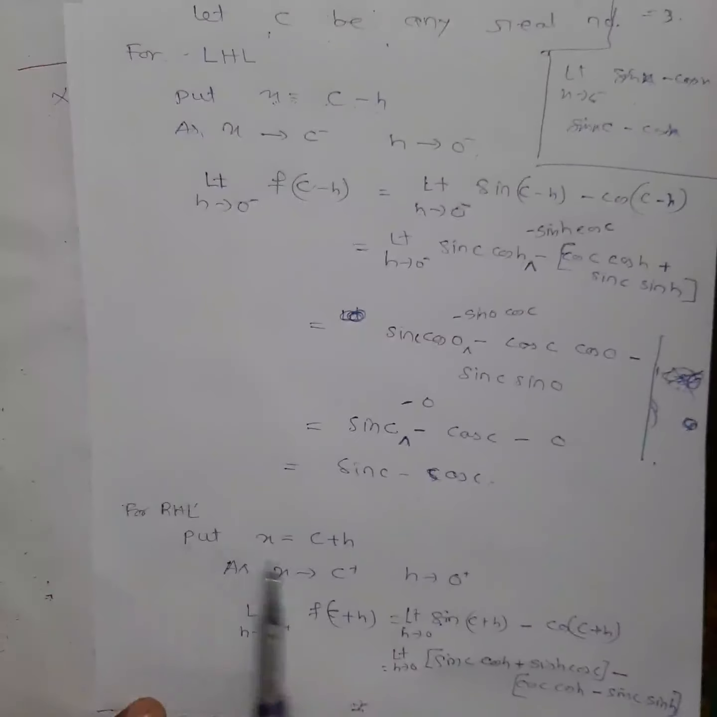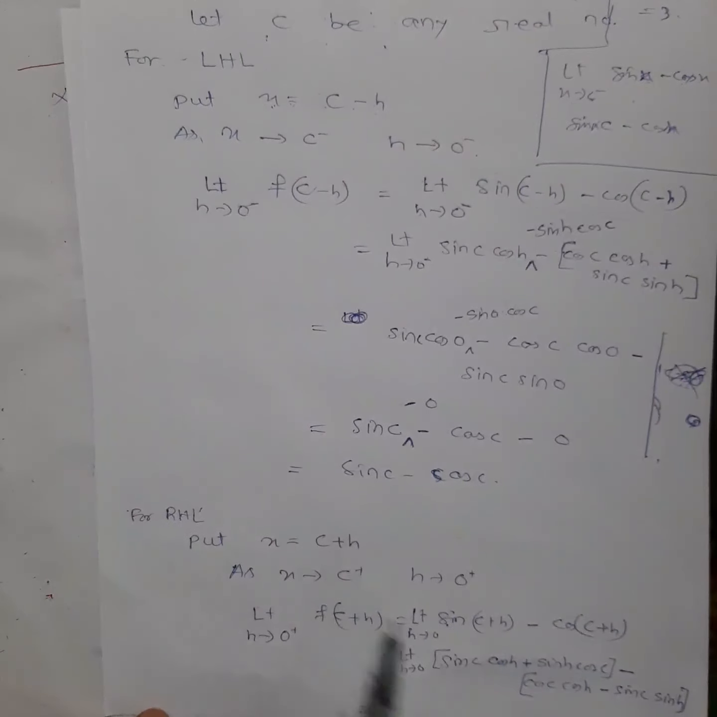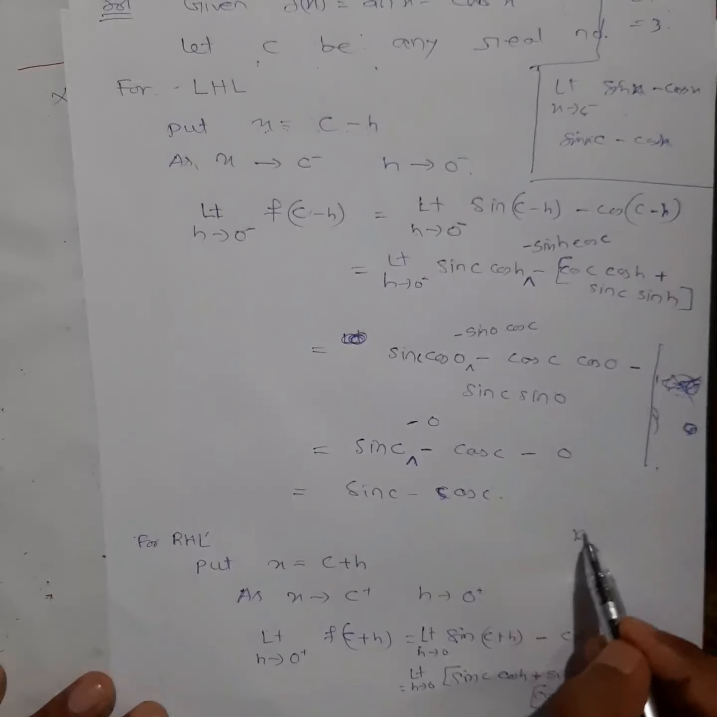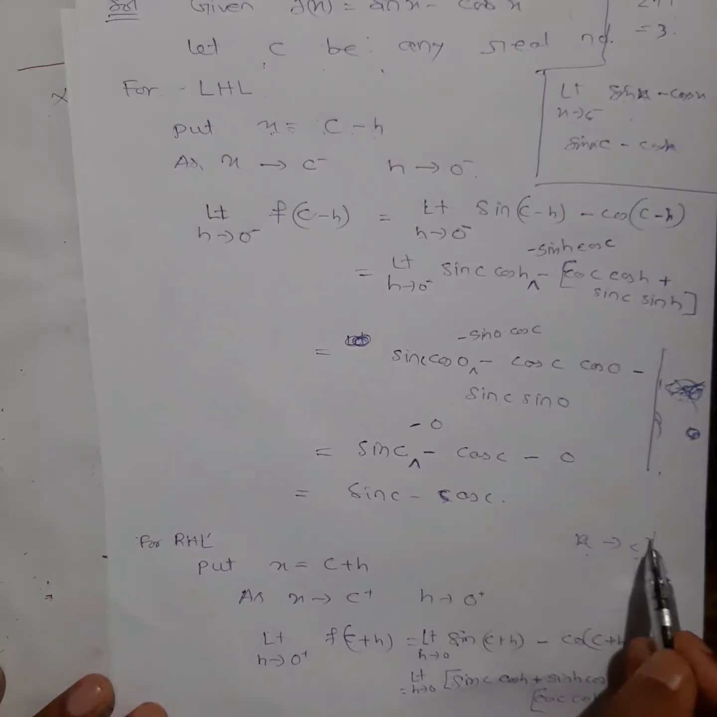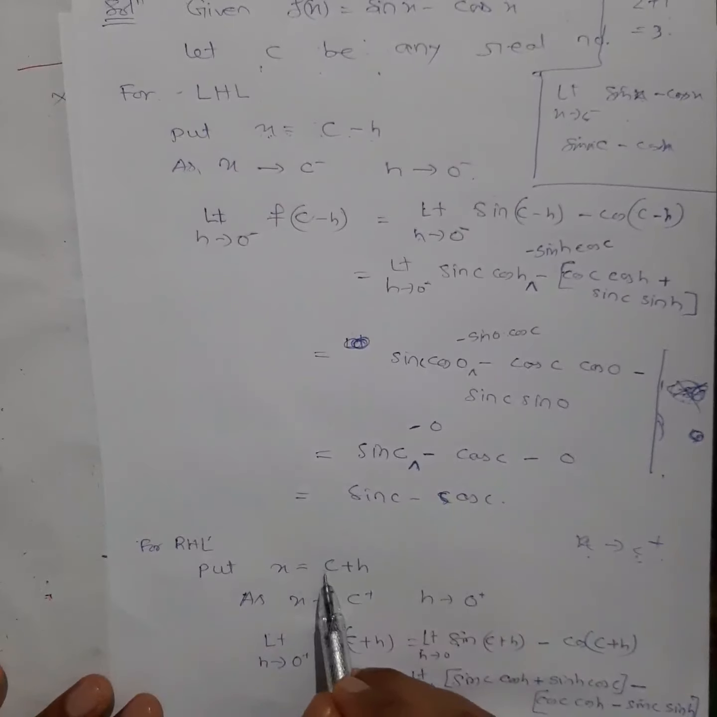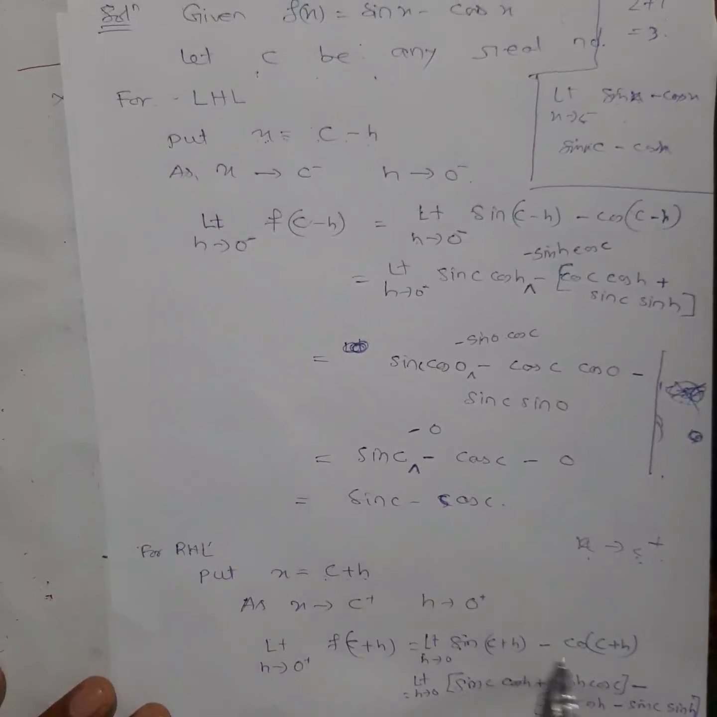So find out the right hand limit also. For the right hand limit, what will we put? c plus h. Right hand limit means what? x tends to c from the right, right? From the right means we will take a value greater than c. So for a value greater than c, I can write c plus h. So in place of x, put that.